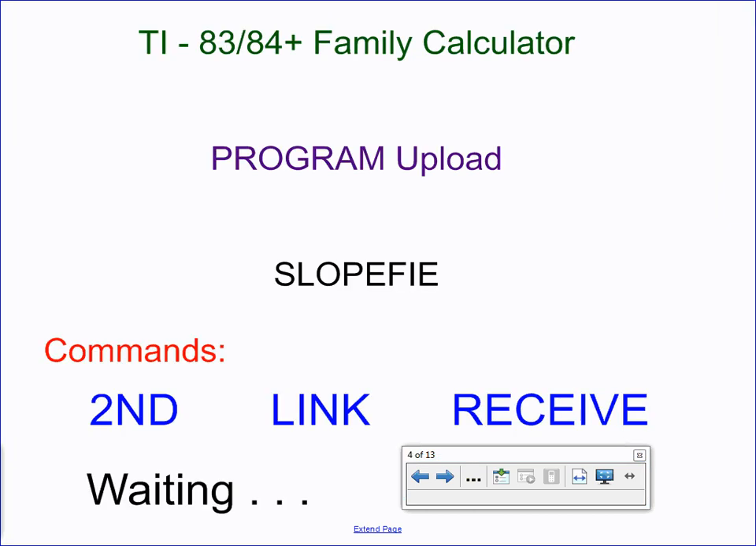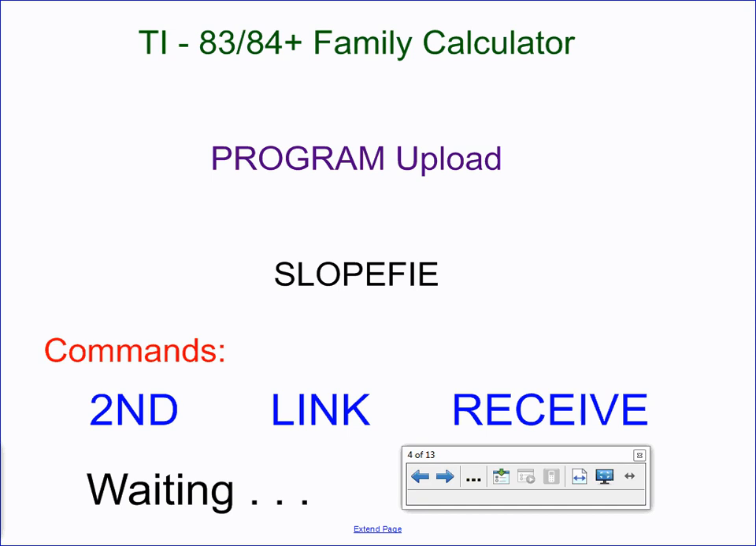During today's activity, I'm going to come around and give you a manual program upload, and this program is called Slope Feed, which is short for slope field. You need your graphing calculator, and when I get close to you, you're going to press second, link, select receive, and press enter. Your calculator should say waiting, okay? So you can wait until that happens.